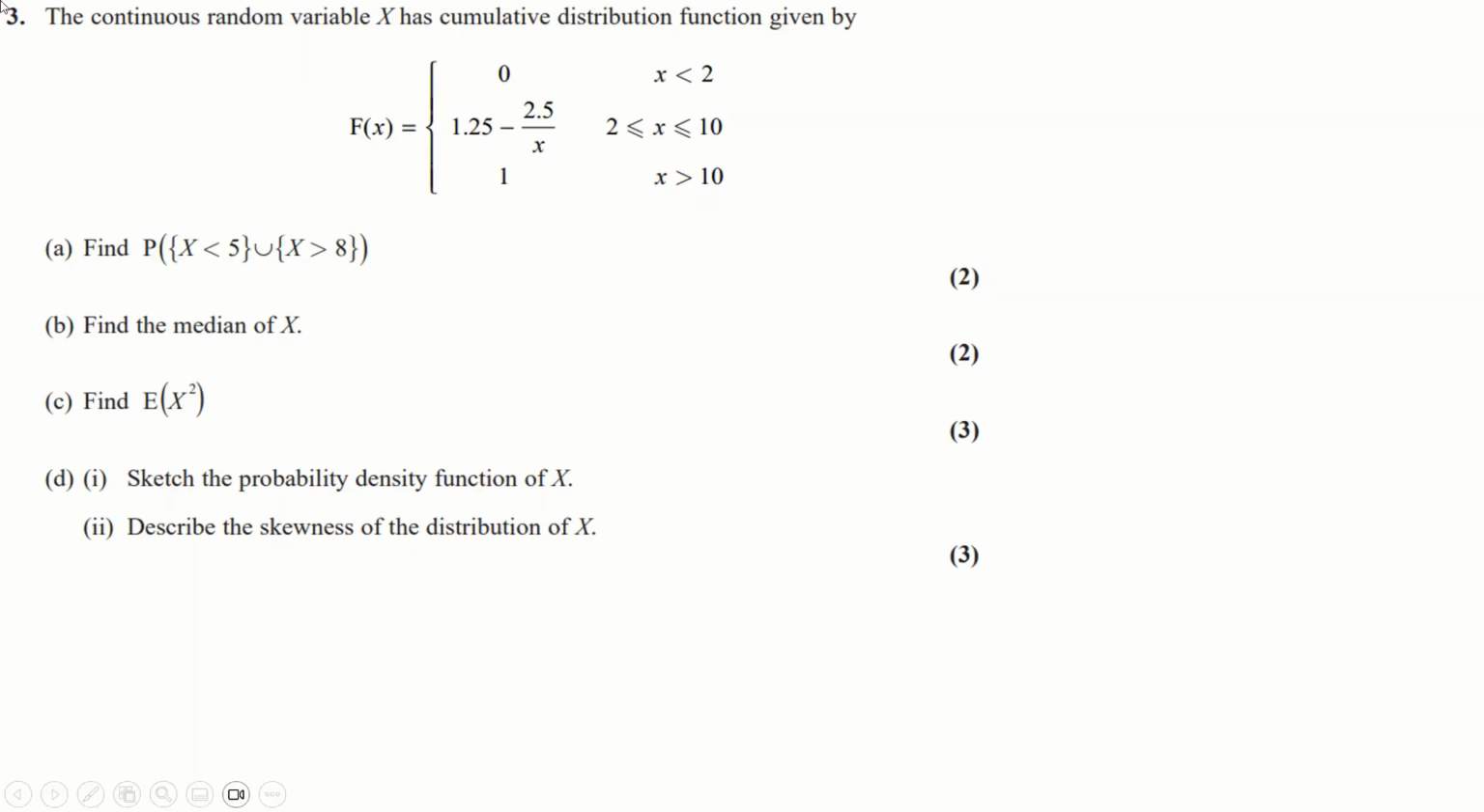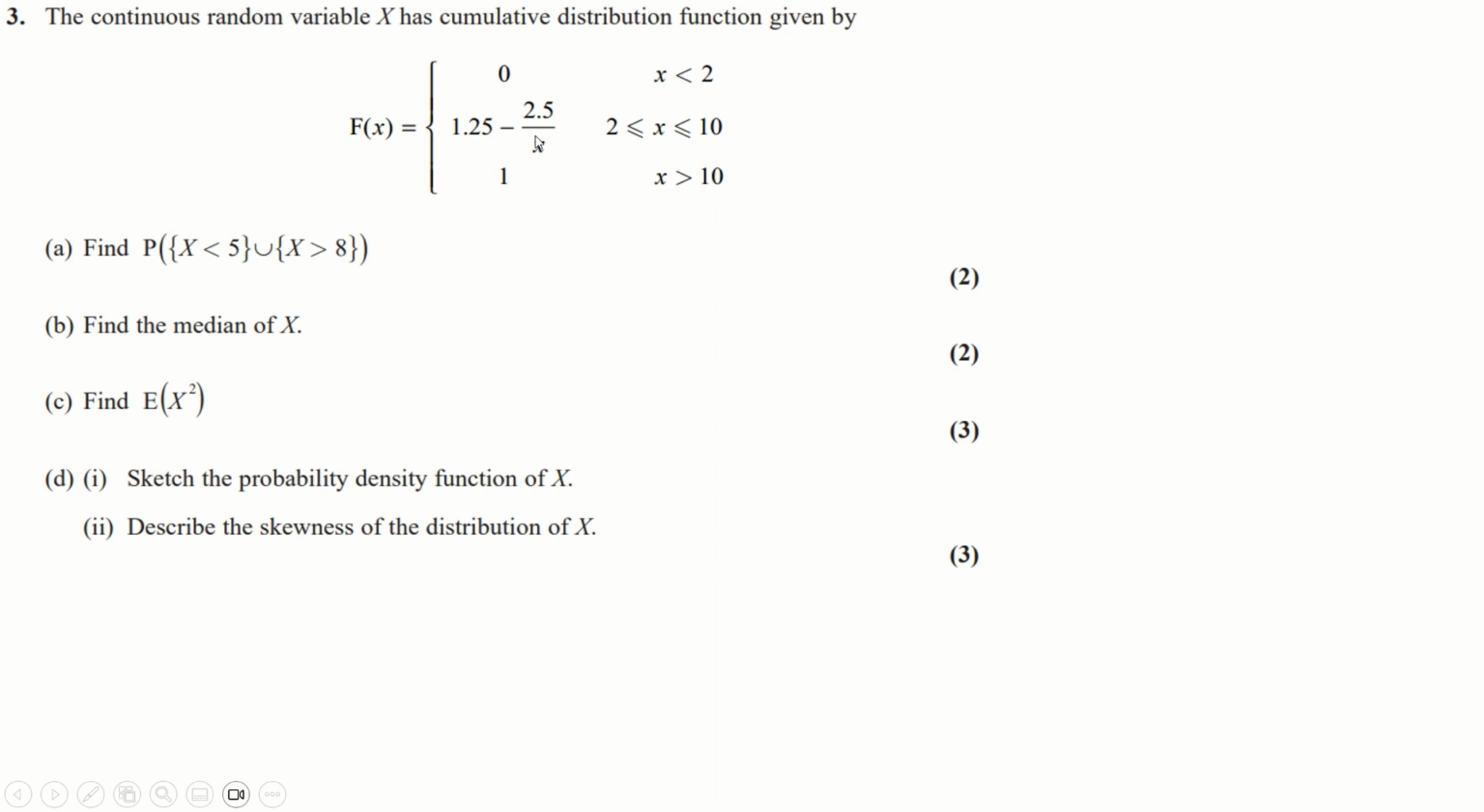Good, so question 3 is the best question on here because it's the one where you actually use some maths. They've given us the cumulative function. And so if we're doing this normally, if they gave us the density function, just little f of x, what you would do to get this is integrate that and then sub in, because it starts at 2, from 2 to 5, and then also integrate from 8 to 10, I guess, because it stops at 10. But you've already got the integral.